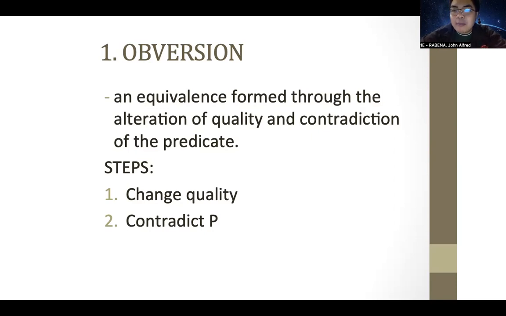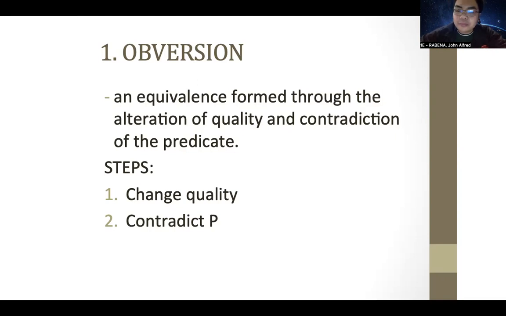In our example, the main proposition is the grass is green. First, change the quality. The result would be the grass is not green. Then second step, you contradict the predicate. The result would be the grass is not non-green. So if you see, guys, the main proposition, the grass is green, and the obverse, the grass is not non-green, are equivalent. They have the same meaning. That is what you call obverse.